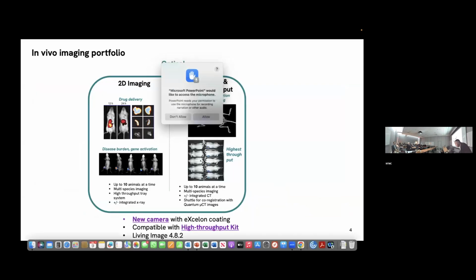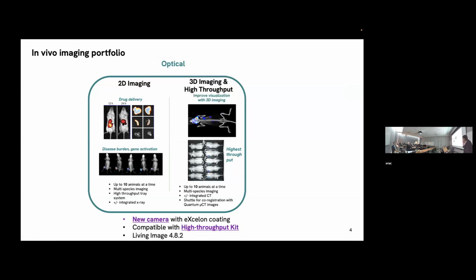So as I said earlier, the optical can be either 2D imaging, and you see that this distribution will allow you a geographical distribution of it, or 3D imaging on high throughput. Why is it high throughput?